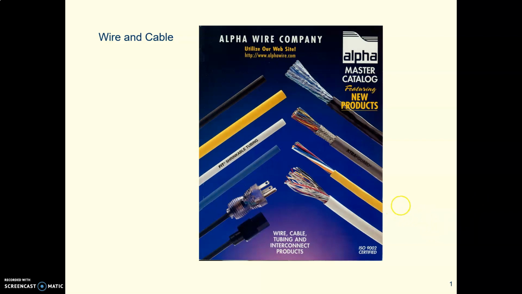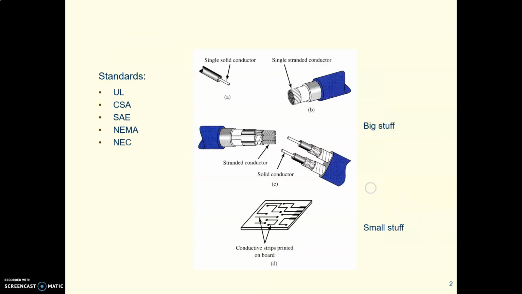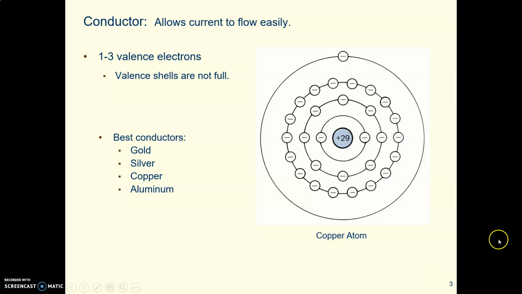Let's look at wire and wire sizes. Wire can be really big, like for great big electric motors. It can be really small, and by wire I should say conductors. Conductors can be really small, like on a circuit board. And a conductor is a material that allows electrical current to flow.